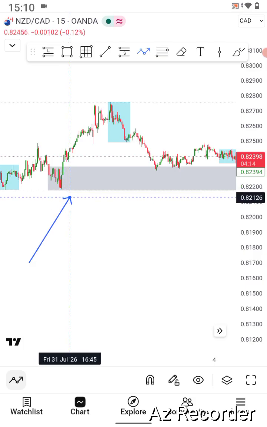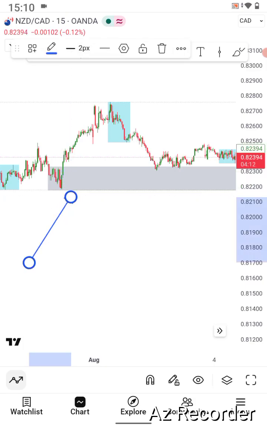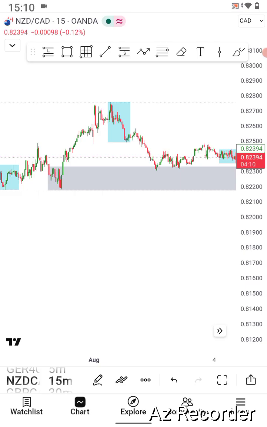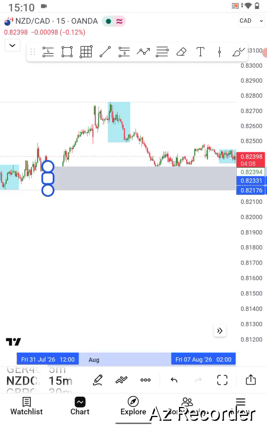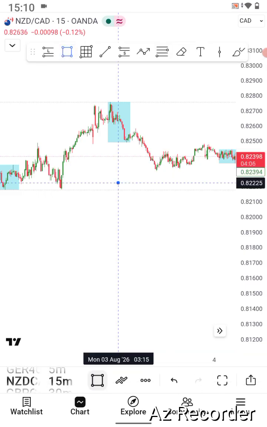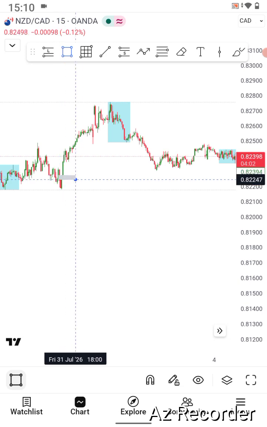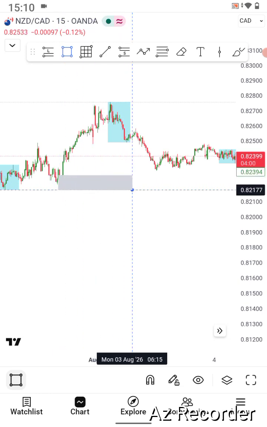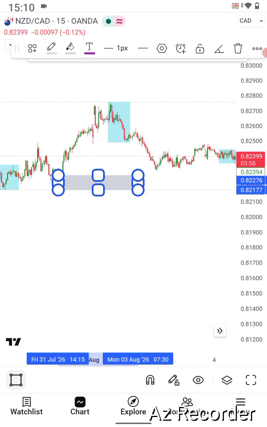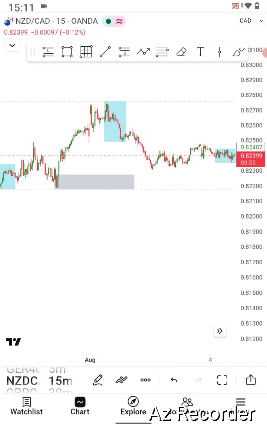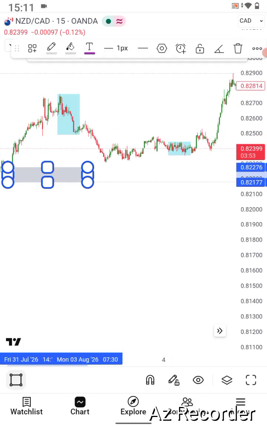I always like the tip of my order block to be either the lowest, or the highest if it is a sell order block. Okay, so let me mark that. I'm marking this green candle as my order block. So let me extend it.